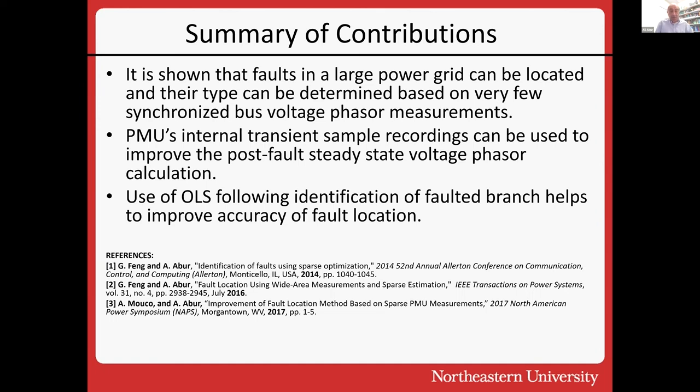Now, finally, once the faulted branch is identified, you can further improve on the accuracy of the estimation by doing one last ordinary least squares estimation, and that will provide you with better estimates for the fault location. The main advantage of this, of course, will disappear as we install more and more PMUs in the system. So this is sort of an intermediate solution until that happens.